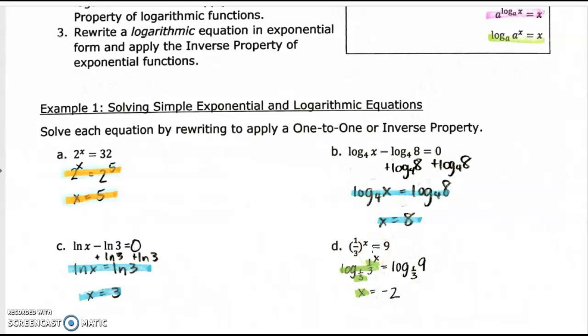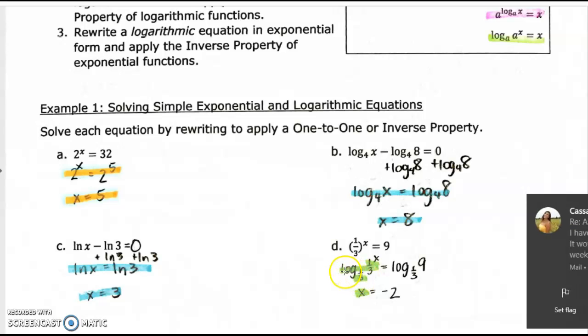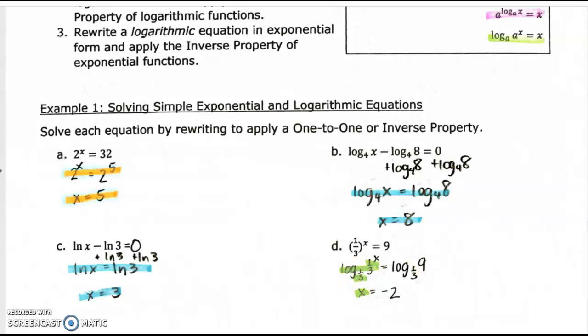What I'm doing is I'm trying to undo my base of 1/3. So I'm going to take the logarithm with base 1/3, which gives me log base 1/3 of 1/3 to the x power. Those inverse properties cancel each other out, or undo each other, which leaves me just with my variable on this side. But what I do to one side, I have to do to the other. That's why I took the log base 1/3 on the other side as well.